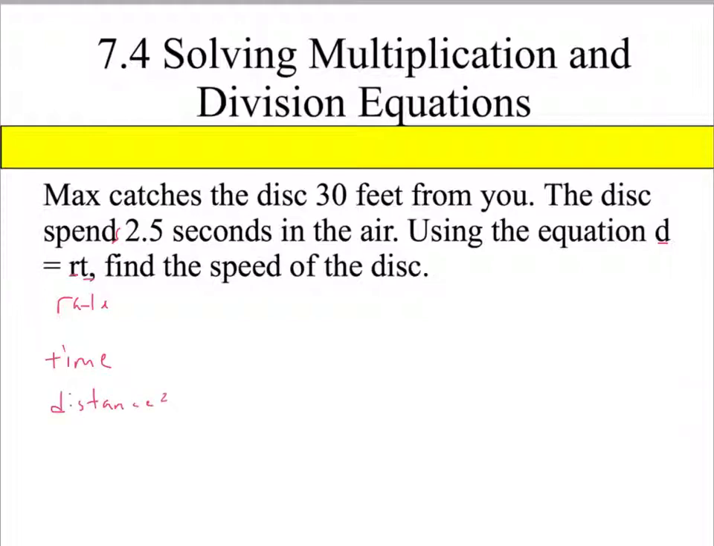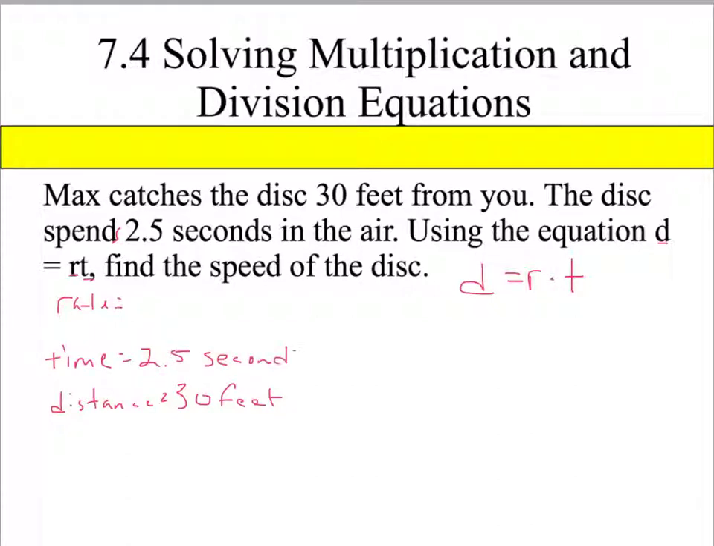Okay, give this one a shot. See what you can come up with. All right, go ahead. Pause. All right, so we have the equation of D equals R times T. Very first thing, Max catches the disc 30 feet from you. Is that a rate? Is that a time? Is that a distance? That's a distance. 30 feet. The disc spends 2.5 seconds in the air. Is that a rate or is that a time? That is a time.